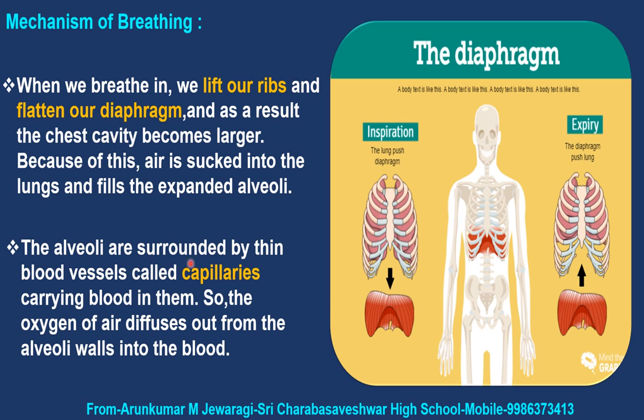So the alveoli is surrounded by thin blood vessels. I have already shown that each alveoli is going to be surrounded by thin blood vessels called capillaries. These capillaries are carrying what? Blood in them. So the oxygen, when it enters inside the alveoli, diffuses out from the alveoli walls into the blood. So the air filled alveoli are going to be diffusing what? Oxygen to the blood vessels or blood capillaries.